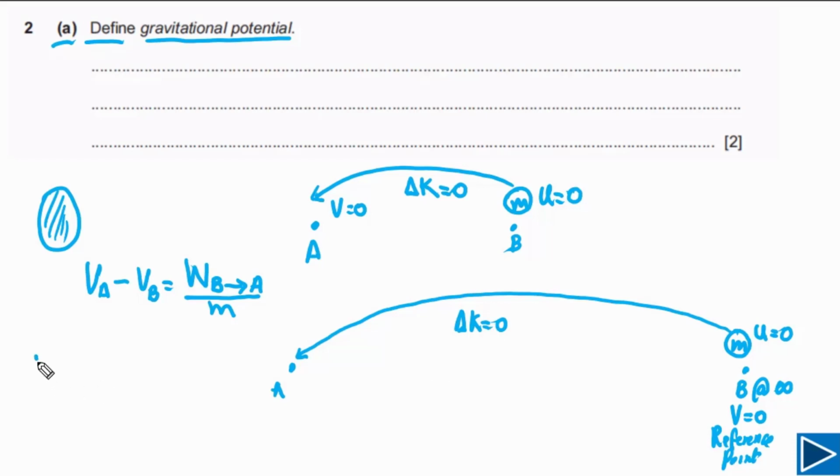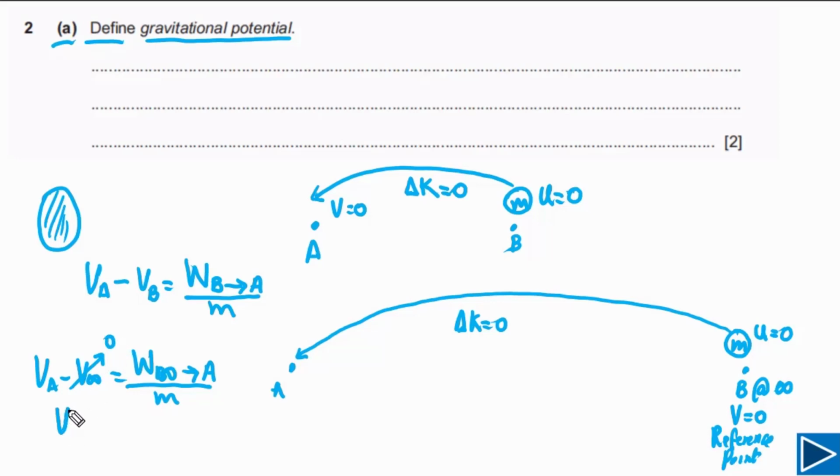Now, if we write down VA minus VB, in this case VB is at infinity. So we can say the work done to bring this unit mass from B, or we can say from infinity, to A per unit mass, that amount of work done is equal to the potential at A, because V at infinity is equal to 0.